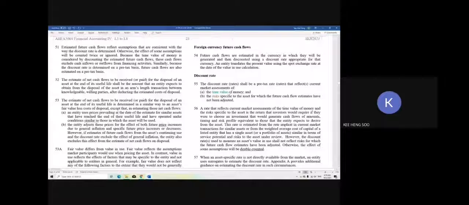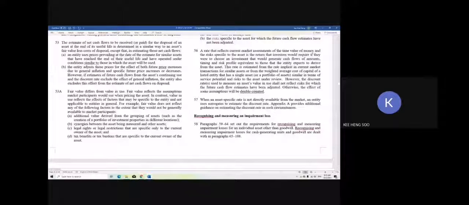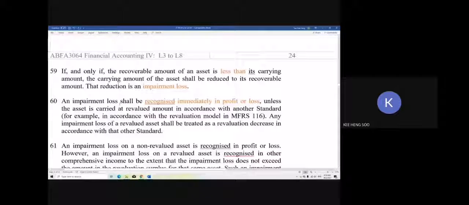Paragraph 55. Paragraph 59. When the recoverable amount is less, be careful. When the carrying amount is more than the recoverable amount, there's an impairment loss. Or you reverse the sentence: if the recoverable amount is lesser than the carrying amount, the carrying amount shall be reduced to the recoverable amount. This is called impairment loss, recognized immediately in profit or loss.